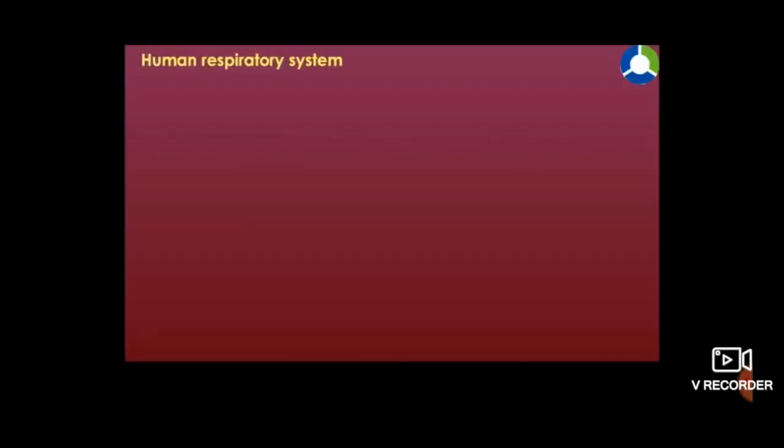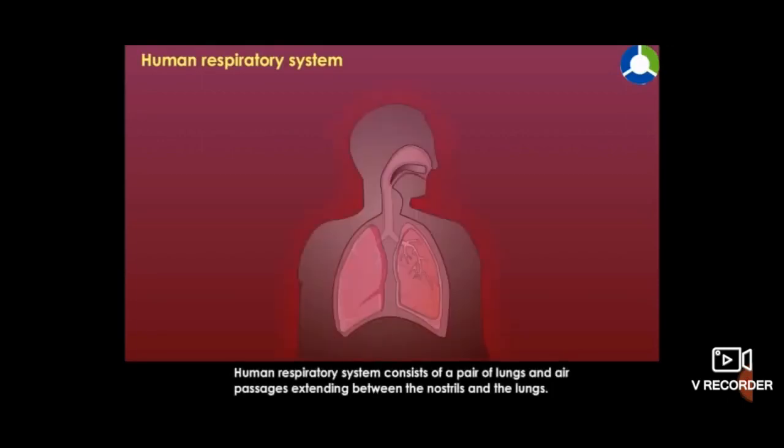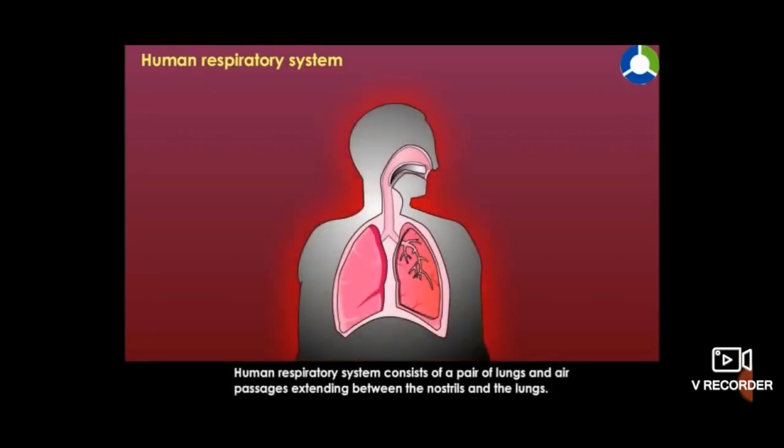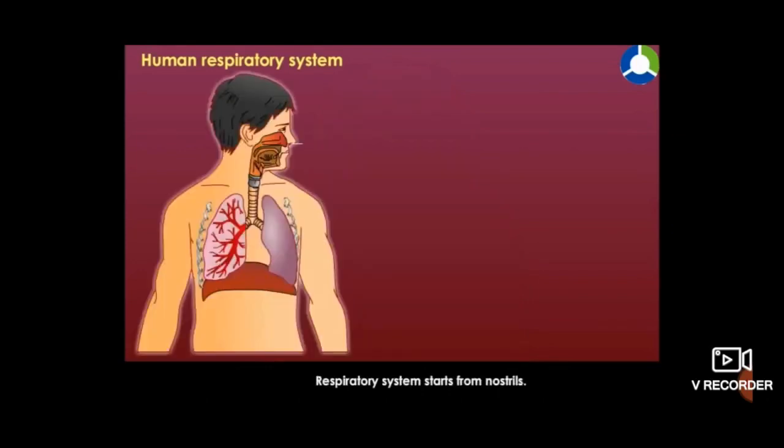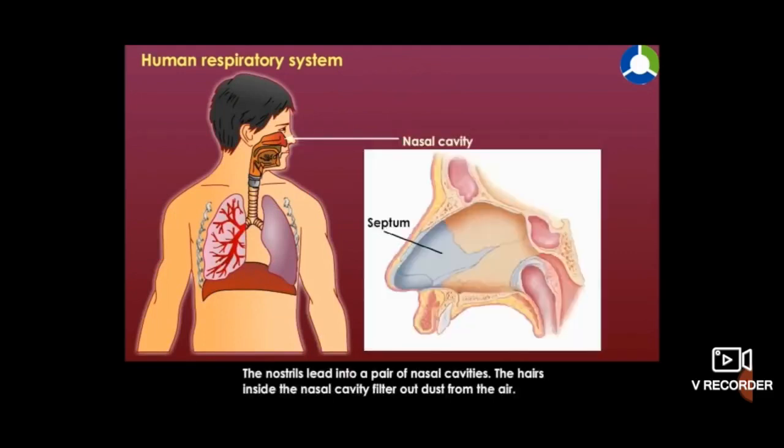Human respiratory system. The human respiratory system consists of a pair of lungs and air passages extending between the nostrils and the lungs. Lungs are situated in the thoracic cavity on either side of the heart. The respiratory system starts from the nostrils. The nostrils lead into a pair of nasal cavities.